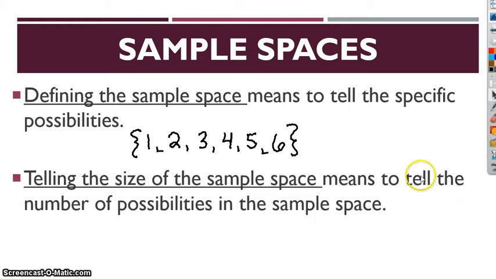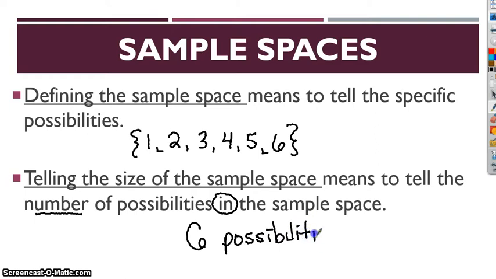In today's lesson, we will need to know the size of the sample space. And telling the size of the sample space means to tell the number of possibilities in the sample space. So if you look at the sample space that we defined here, you see there are 6 possibilities. If we were talking about a coin, you would say there were 2 possibilities, heads or tails.